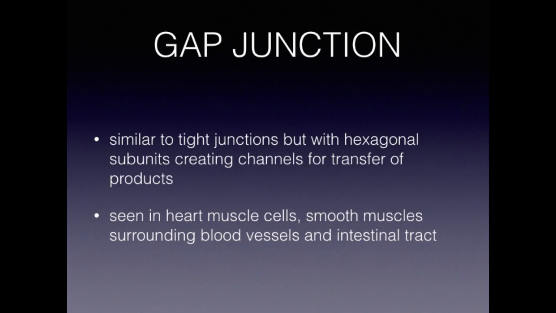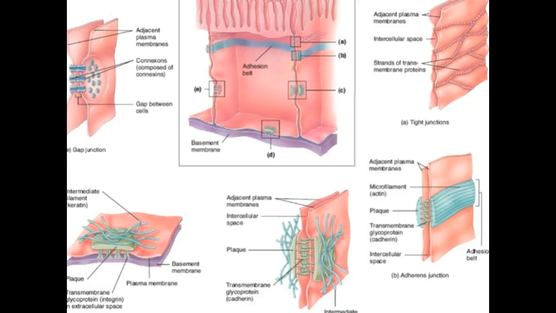Of course, the size of the hexagonal subunit is going to restrict what can pass in and out of there. We see these in our heart muscle cells, smooth muscles surrounding blood vessels, our intestinal tract, those areas where you want the information to pass fairly quickly. So there's a picture of it on this slide. Here we have the little subunits that pass from the inside of one cell to the inside of the other.